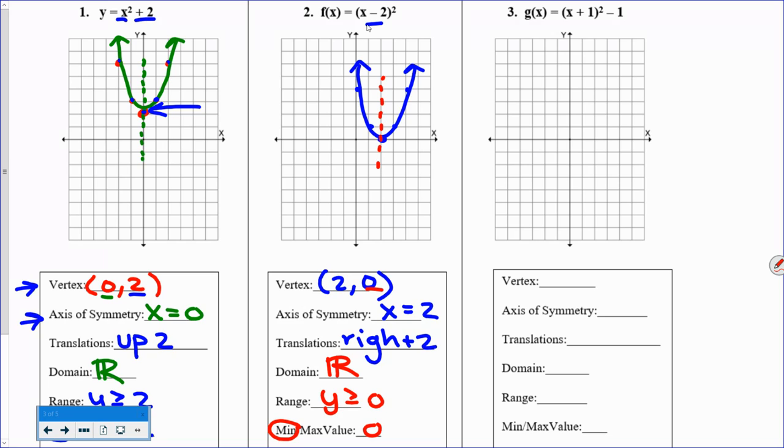Okay. On number 3, we are going to end up having 2 shifts. I have a +1 inside, that is left 1, and a -1 on the outside, that is down 1. So if I go left 1, down 1, there's my vertex, -1, -1, that's the first thing we'll plot on our graph. From there, it has the same pattern of points if you're understanding, or choose some values of x, plug it in, and test it out.